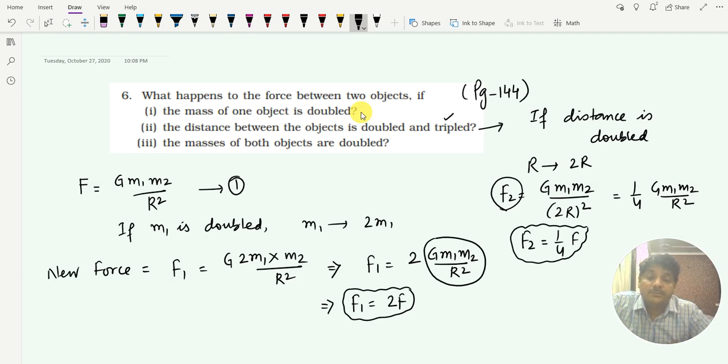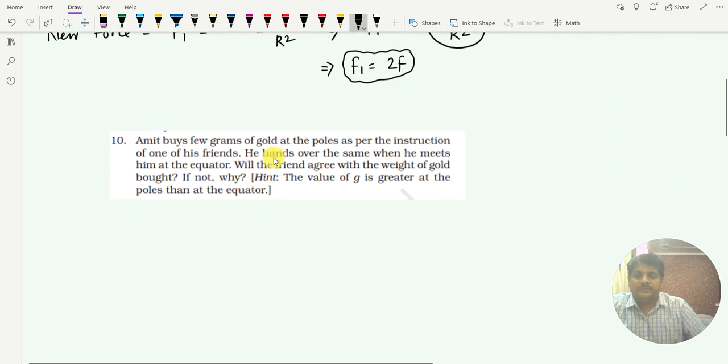If the masses of both of them are doubled, means m1 changes into 2m1, m2 changes into 2m2. So 2m1 into 2m2 will give you 4. So the final force would become 4 times. Okay. So try the other parts yourself. The next question.